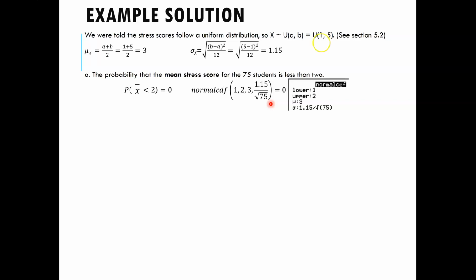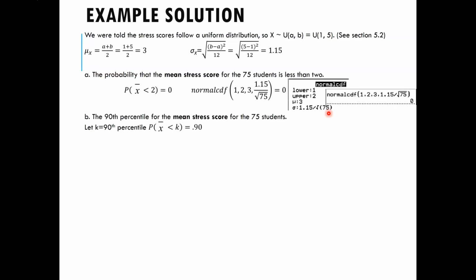So again, the lowest score they could have asked, or they could have listed, was a 1. They want us to find the probability less than 2, so that's going to be our high. The mean was 3, and then the standard deviation was the standard deviation divided by the square root of n. And so that would give us 0.